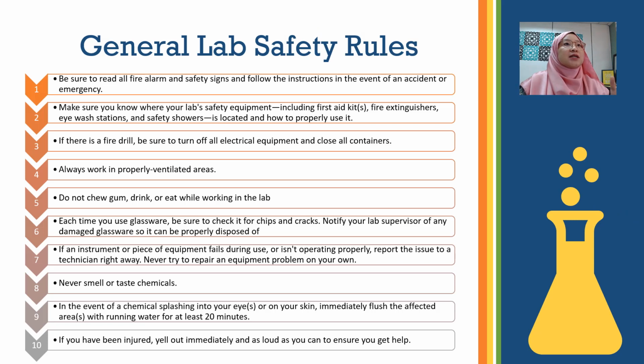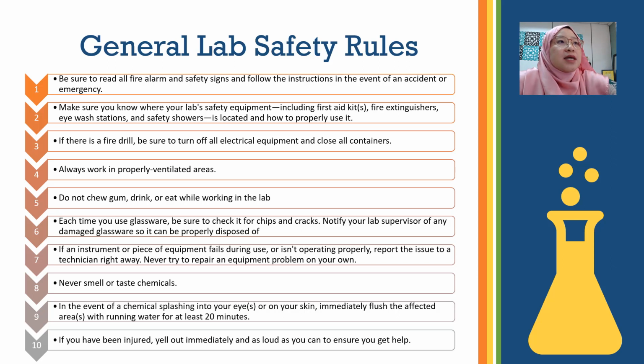For general lab safety rules, you just need to make sure that you read all the fire alarm and safety signs and follow the instructions in the event of an accident. If there is an accident, you need to follow the instructions on where to go, and you need to know where the fire alarm and the safety lines are. Make sure you know the lab safety equipment, for example the first aid kit, fire extinguisher, eye wash station and safety showers, because in case of emergency you know where to get them.